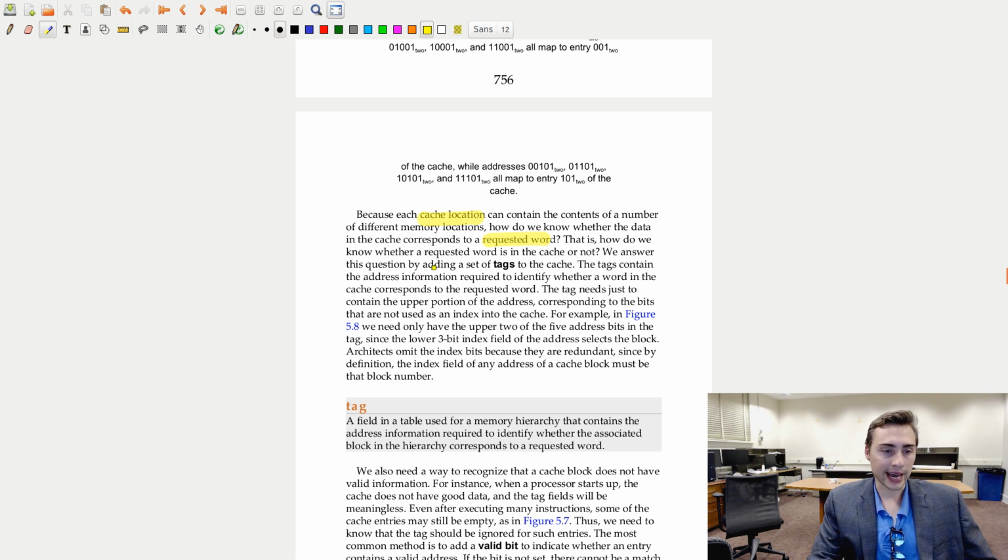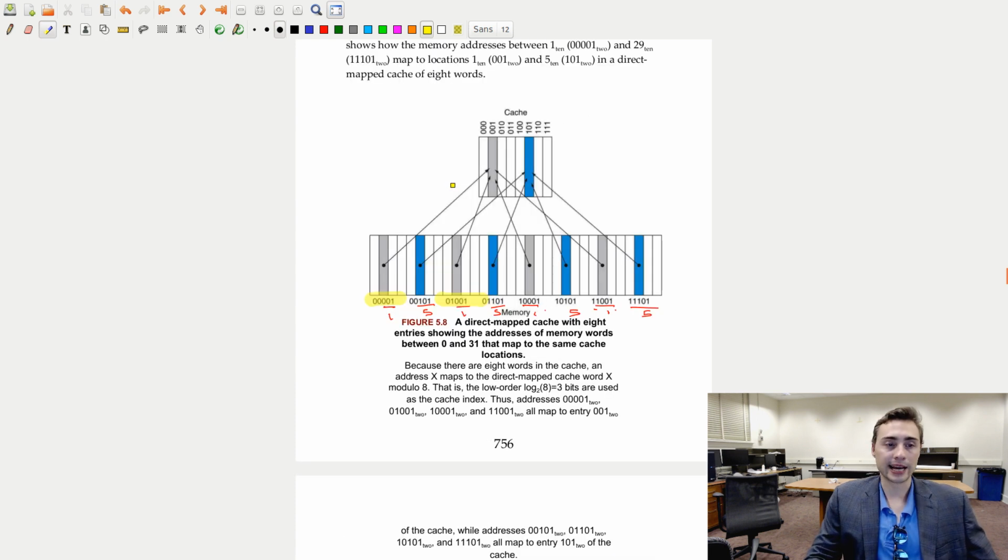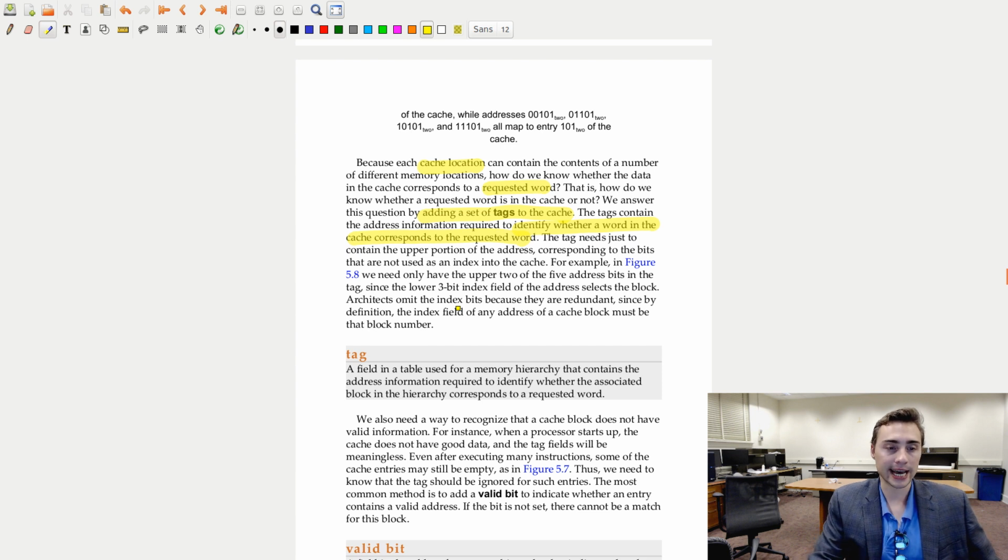We answer this question by adding a set of tags to the cache. The tag contains the address information required to identify whether a word in the cache corresponds to the requested word. So we'd like to not have this value and this value both be read if someone accesses spot 1 in the cache. If we're requesting this piece of data, we'd like it to not hit and load that to the processor. And so we do that with a tag.